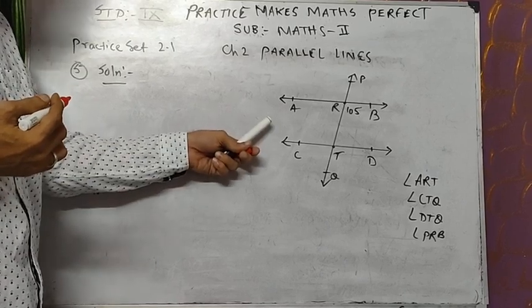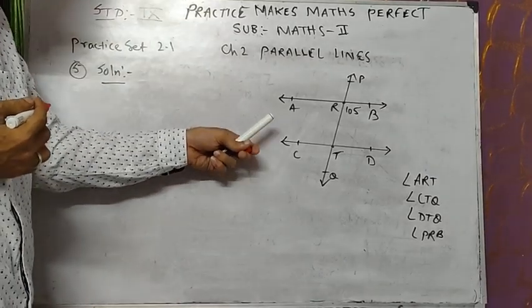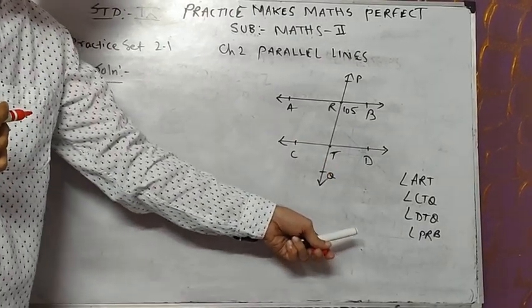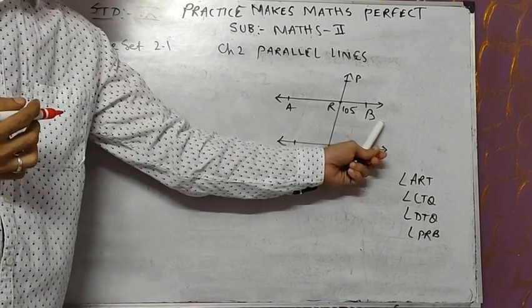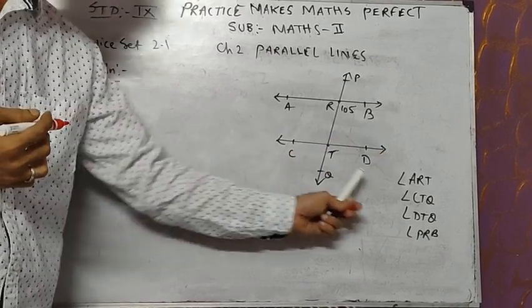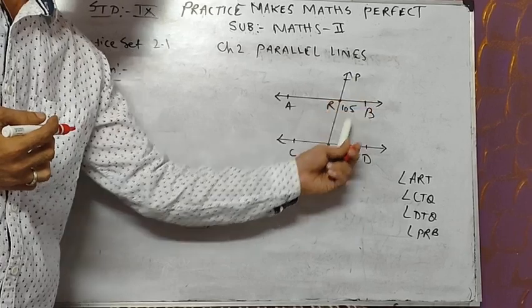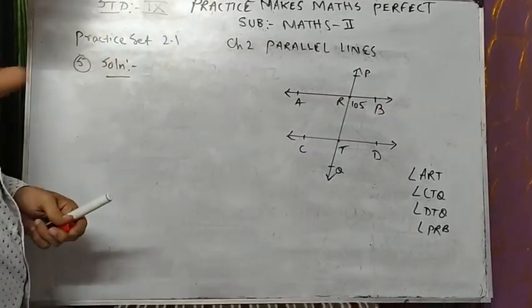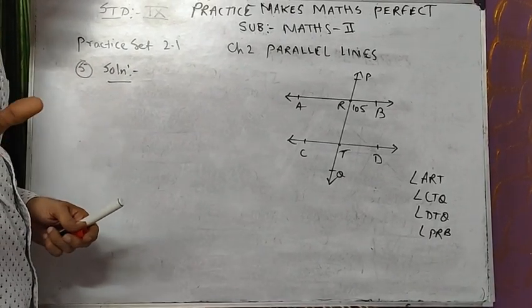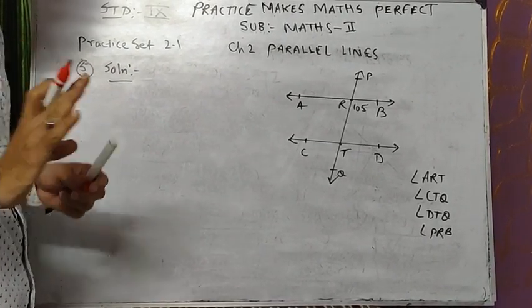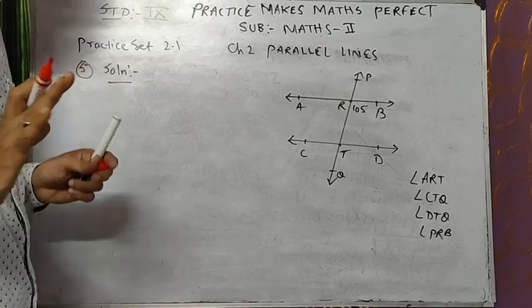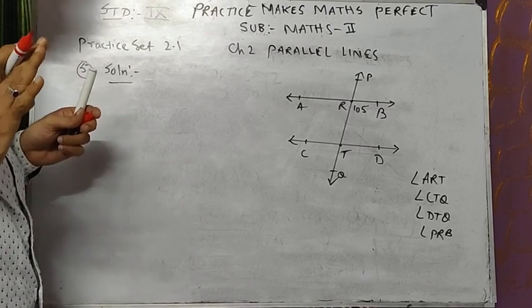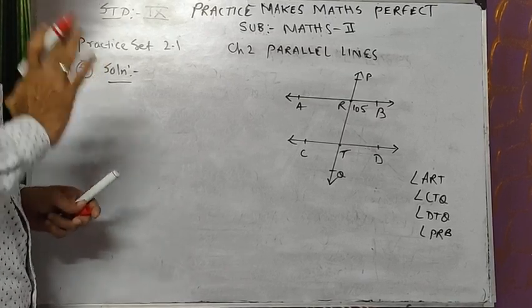The diagram is given to you in your textbook, page number 18, and we have to find the following angles. These lines are parallel, AB is parallel to CD, and line PQ is a transversal. All of you now know corresponding angles, interior angles, alternate angles, linear pair, everything. Basic concepts I have also cleared in my previous video. Now we will start this sum directly.